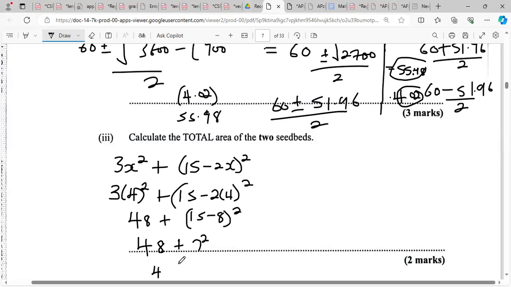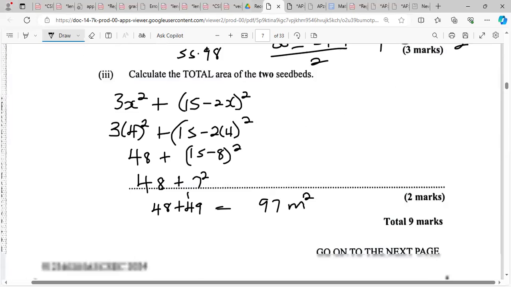Punch it out on my calculator. 7 times 7 is 49. Adding the terms, the total comes to 97. What was the unit again? It was meters. 97 square meters.